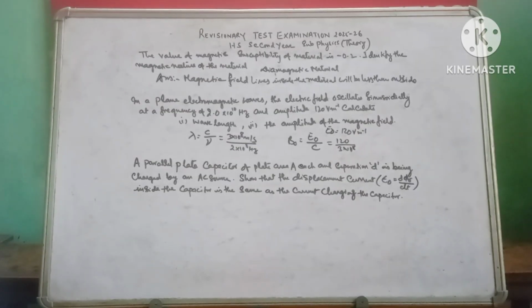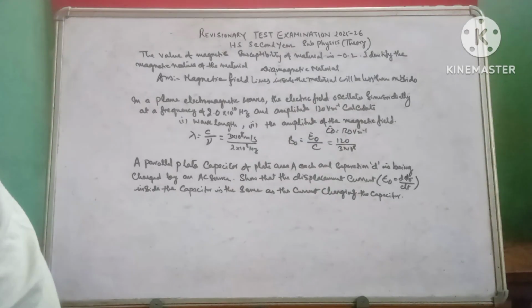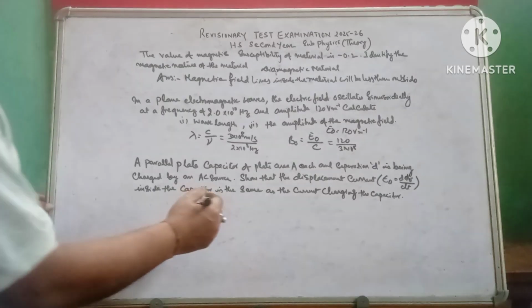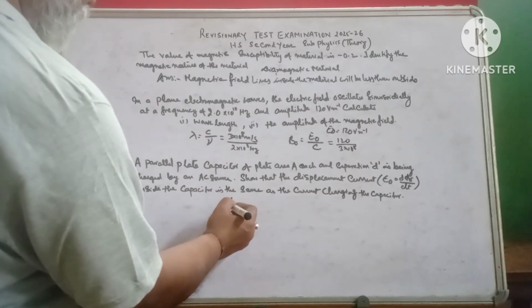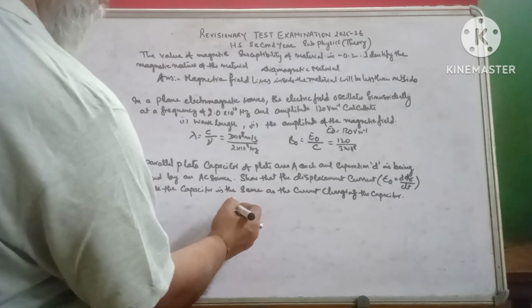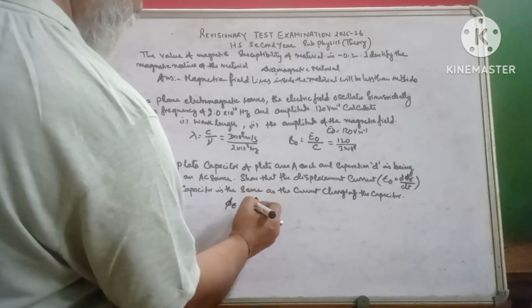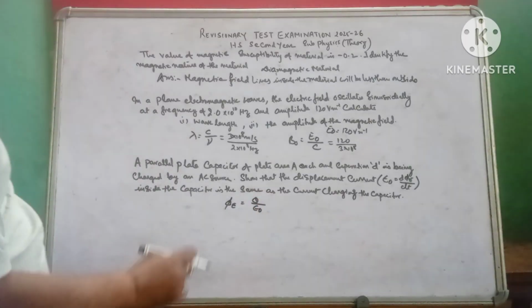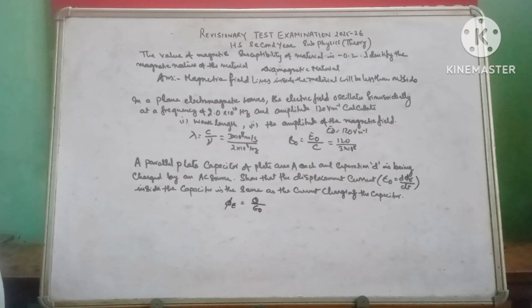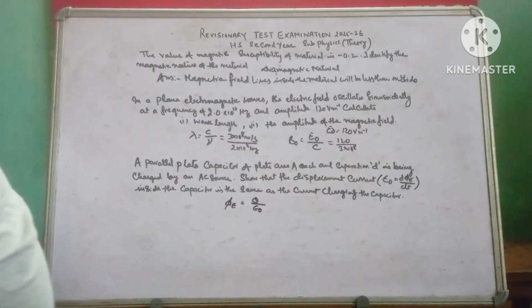Now here your third question is, a parallel plate capacitor of plate area A and separation D is being charged by an AC source. You have studied in capacitor that the flux inside your parallel plate capacitor is charge by epsilon naught.